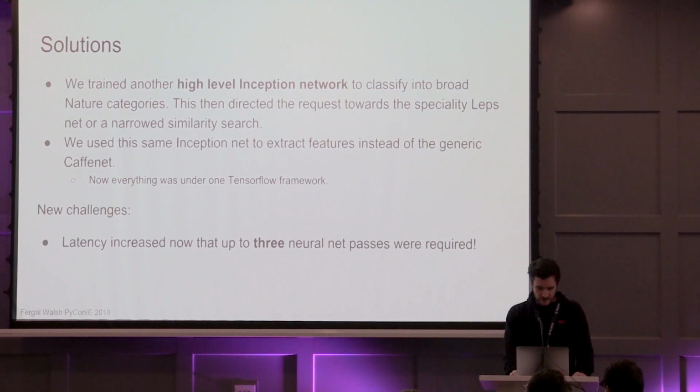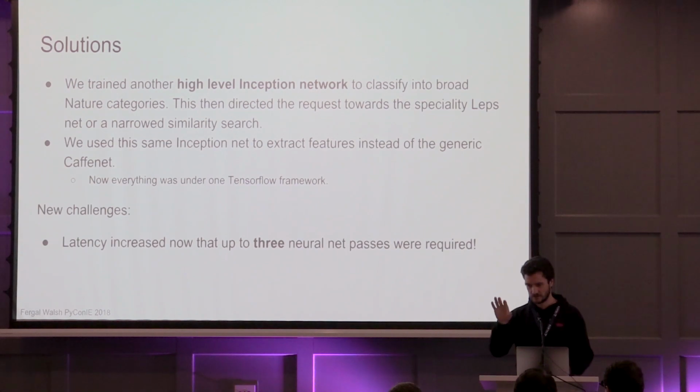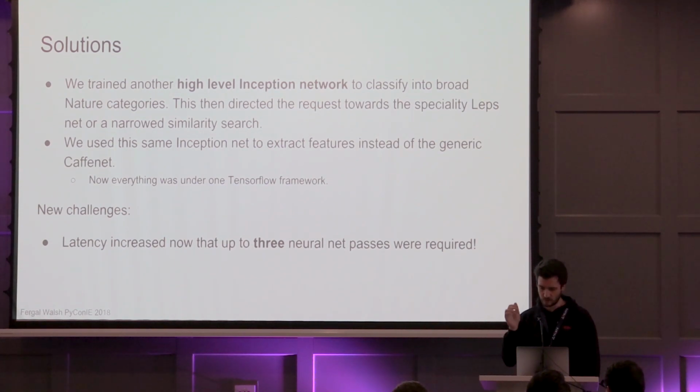So what we did then was we trained another neural network to classify into the broad nature categories that we were dealing with. So this is an insect, this is a mollusk. Mollusks are seashells, by the way, or sea creatures. Most of the pictures are of shells. Plants, birds, fungi, bees, all these different high-level classes that we had.